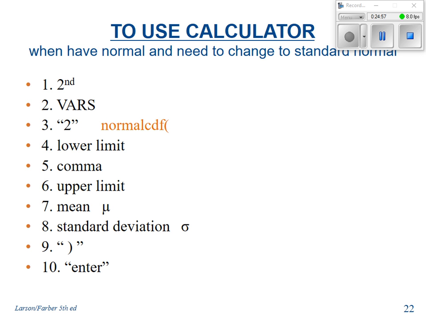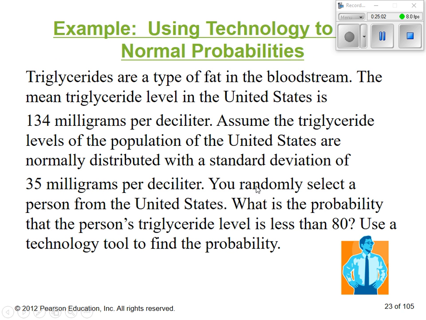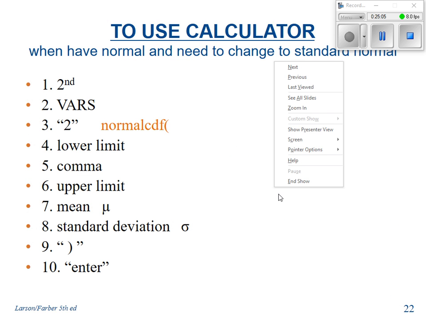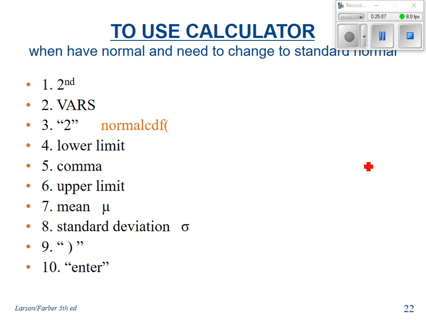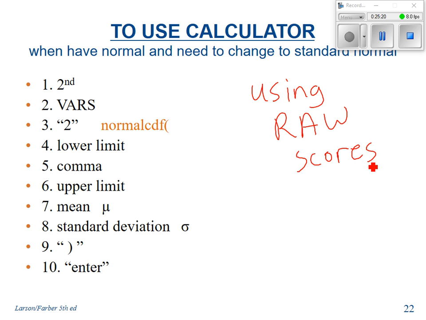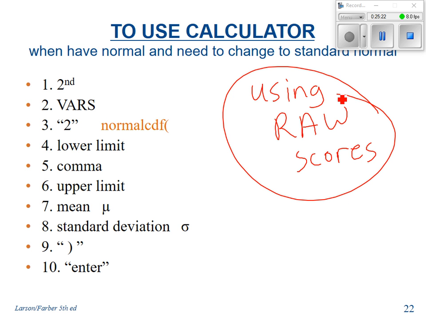You might want to write down, this is using the raw scores. The three things that you wrote down earlier, you might want to go back and put on them. Those are for using Z-scores, when you have the Z-scores.